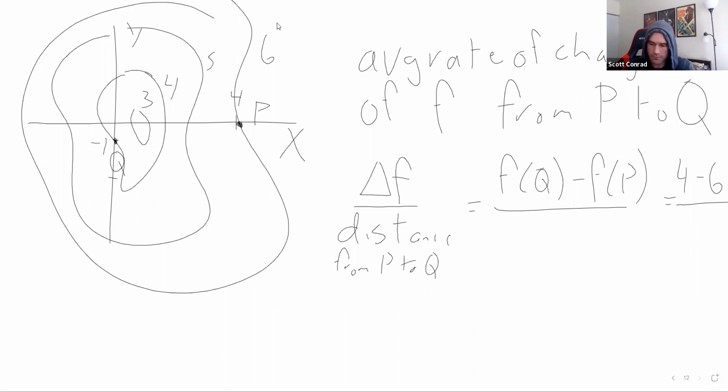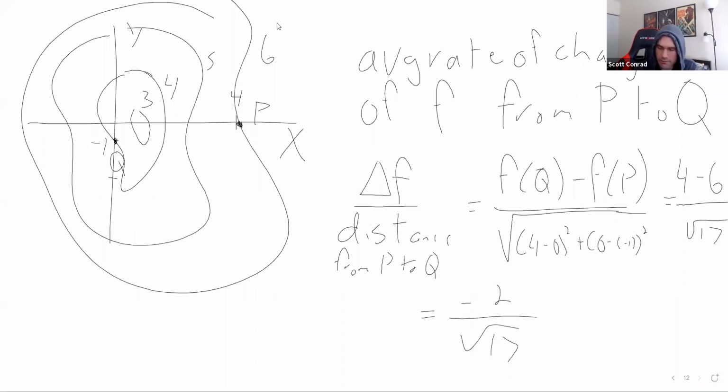And so the distance between p and q, well, p is the point 4, 0. Q is 0, negative 1. So it's the difference in x squared plus the difference in y squared, 0 minus negative 1 squared. Take the square root of it, so we get the square root of 16 plus 1, which is root 17. So the average rate of change is negative 2 over root 17. All right, the change in f, right, f where we end up minus f where we start, over the distance between the points.